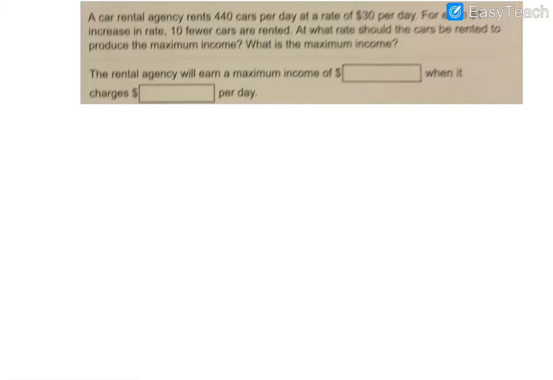In this video, we are going to look at an optimization problem. In this particular instance, we've got a car rental agency. It says it rents 440 cars per day at a rate of $30 per day. So 440 cars, and then the rate is $30 per day.